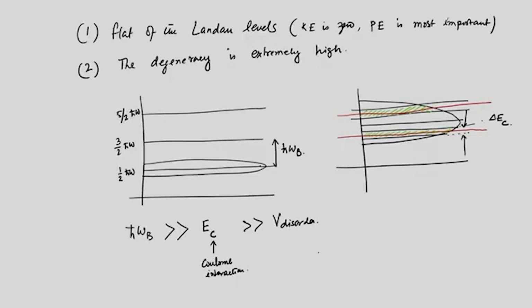And we talk about a particular hierarchy of energy levels, which says that the magnetic energy is largest, then the Coulomb energy, and then the disorder, which determines which samples would show the fractional quantum Hall effect and which ones will show the integer quantum Hall effect. The integer quantum Hall effect will be shown by samples where disorder is larger than Coulomb interaction, which means heavily disordered samples. Whereas, if you make these samples cleaner and cleaner, they would start showing these fractionally quantized plateaus. So, this is the hierarchy of energy levels.